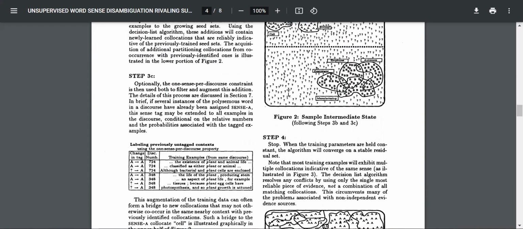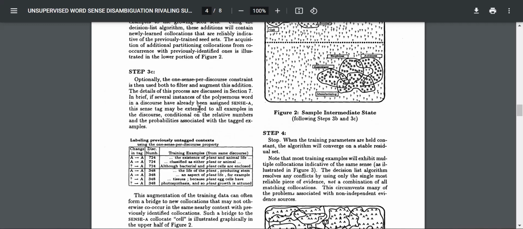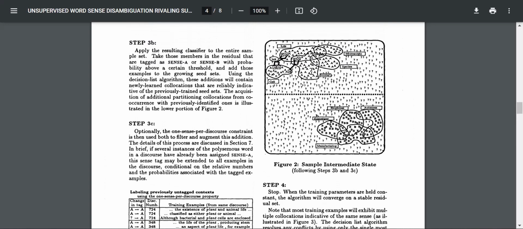Now you have step 3C. Optionally, the one-sense-per-discourse constraint is then used to filter and augment this addition. The details of this process are discussed in section 7, so we'll have a look at that also. In brief, if several instances of the polysemous word in a discourse have already been assigned sense A, this sense tag may be extended to all examples in the discourse, conditional on the relative numbers and the probabilities associated with the tagged examples. So this is exactly what I was describing before.